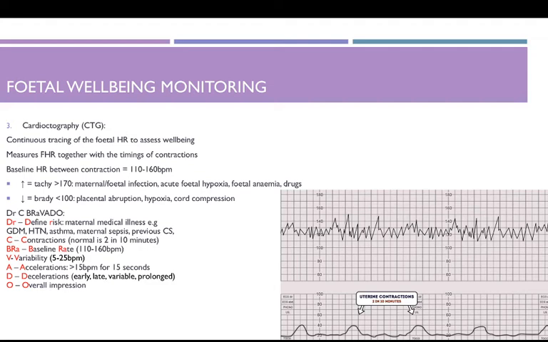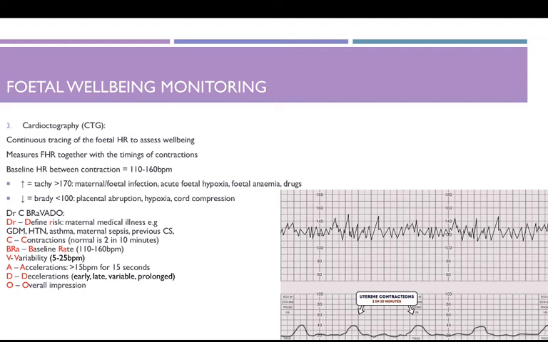You then get variable decelerations, which are usually indicative of cord compression, and then you get late decelerations or prolonged decelerations, which are usually a sign of fetal distress. And then afterwards, you have your overall assessment.